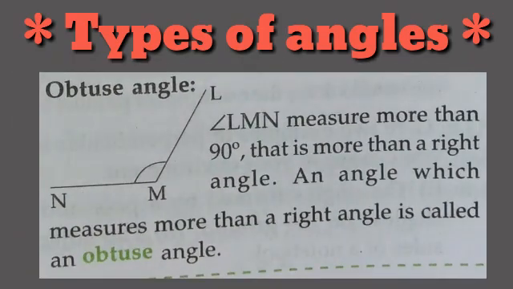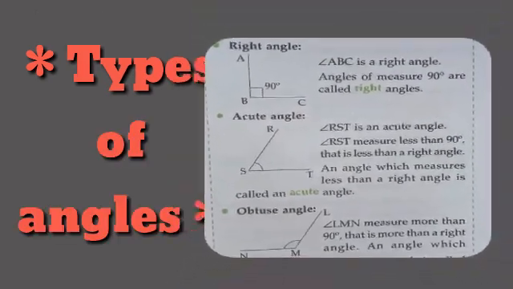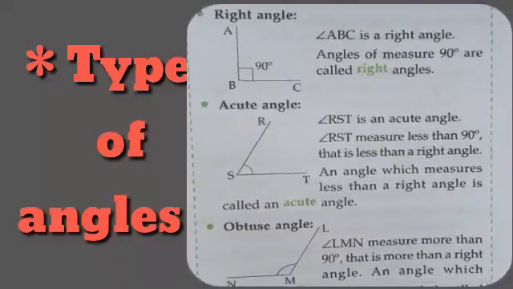Now let's move towards the last but the most important type of angle, that is an obtuse angle. Here in this figure, angle LMN has a measurement which is more than 90 degree. That's why it is called an obtuse angle. So note down the definition. An angle which measures more than a right angle is called an obtuse angle. So students, you have to note down all these 3 types of angles along with their definition and figure.